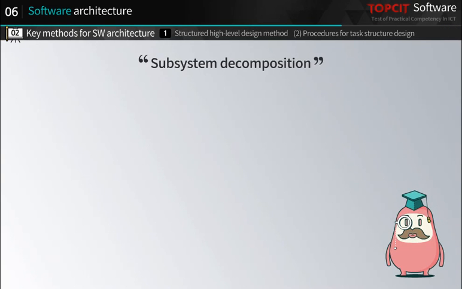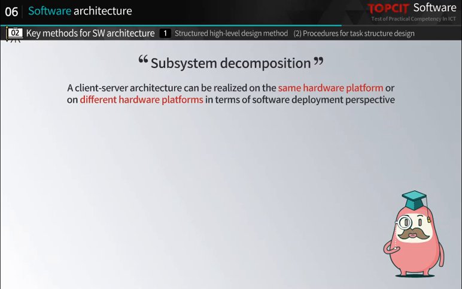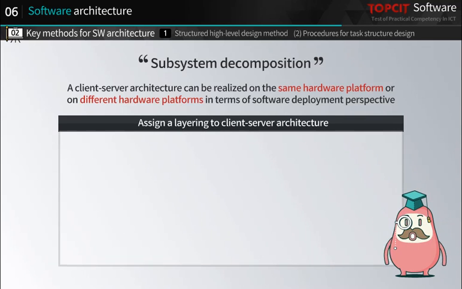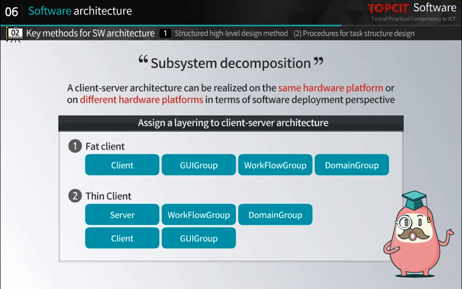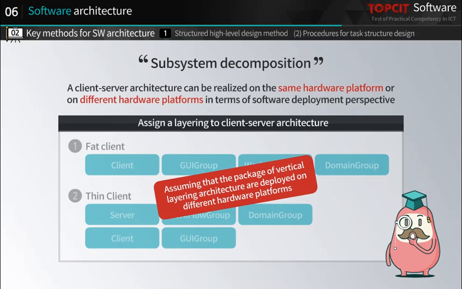This time, I will explain subsystem decomposition. Like layering and decomposition, client and server architectures are also logical concepts. In other words, from a software development perspective, a client-server architecture can be realized on the same hardware platform or on different hardware platforms. The example on the screen shows the software development architecture for fat clients and thin clients, assuming the package of vertical layering architecture as discussed above are deployed on different hardware platforms.